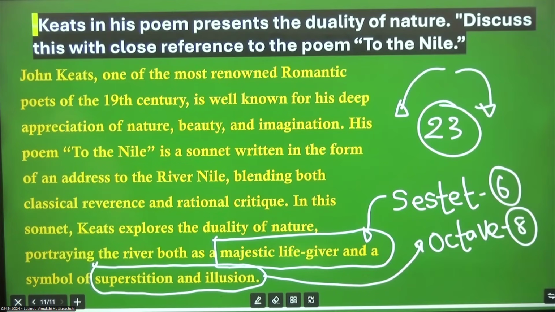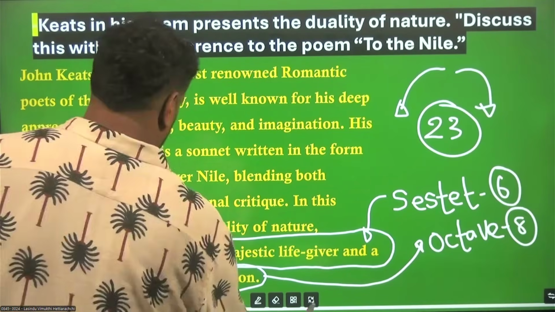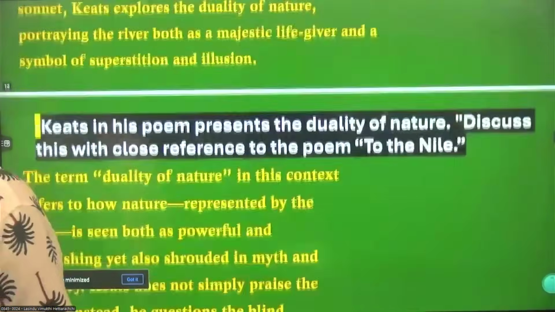Keats, even Keats highlights the beauty of nature. Right, okay, I hope you guys have completed, right? So, we will move on.